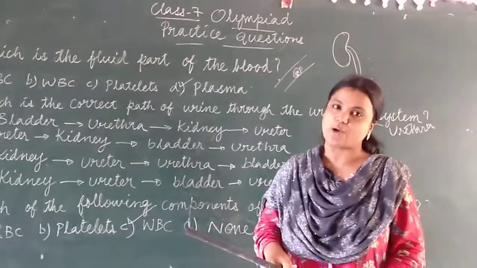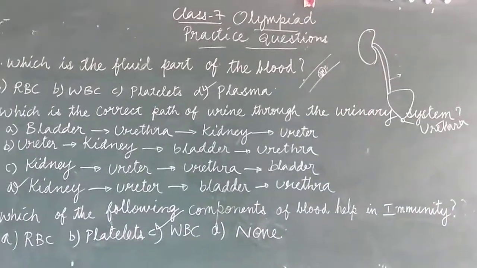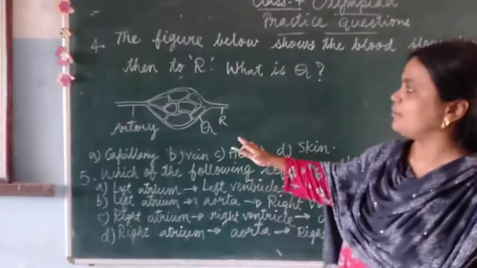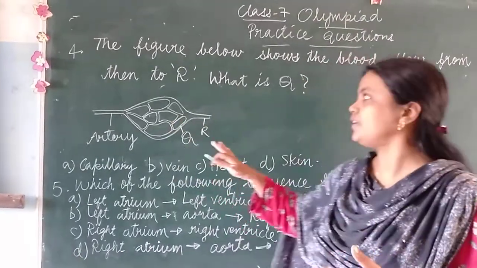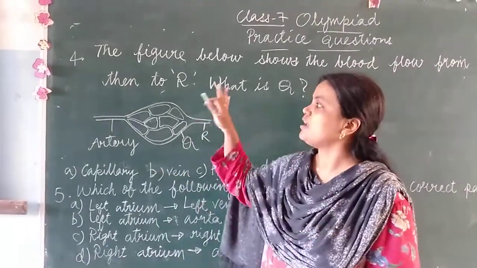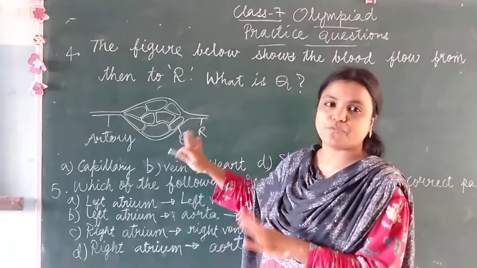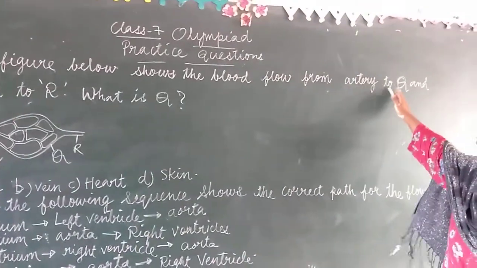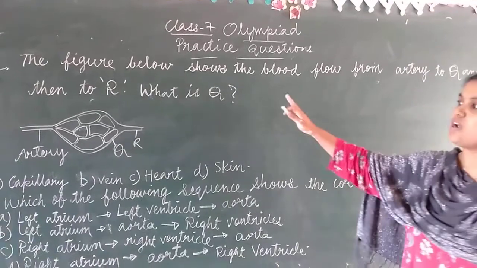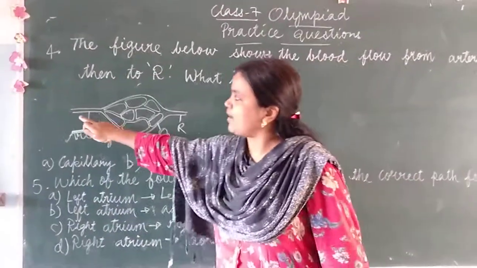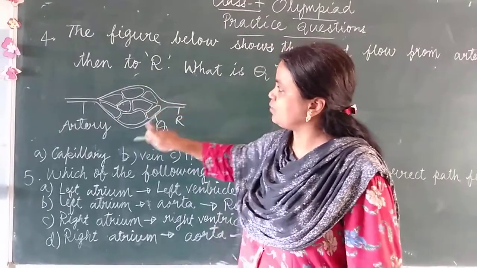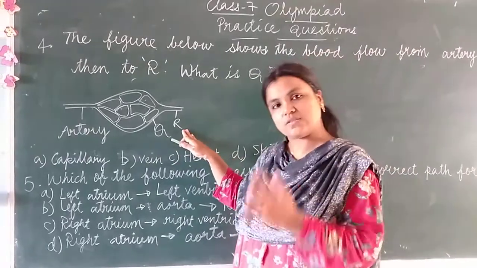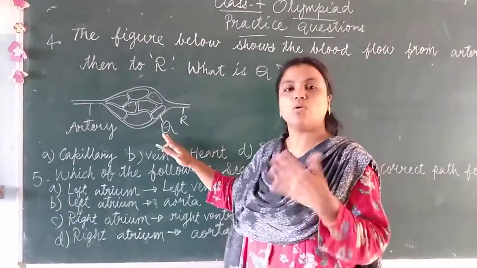Let's see some more questions now. We've got 2 questions. Okay, let's see the fourth one now. You can see that there's a figure given. Many times you see such questions where a figure is given and the question will be asked regarding that figure, children. So when such questions are given, observe the figure carefully. The figure below shows the blood flow from artery to Q and then to R. So what is Q? You can see here that the blood flows through the artery, through the Q and then to R. So what is Q here? R is also not mentioned here, and Q also you have to find out.